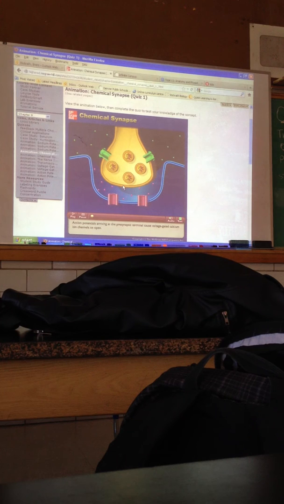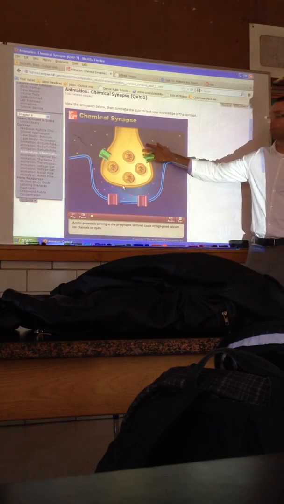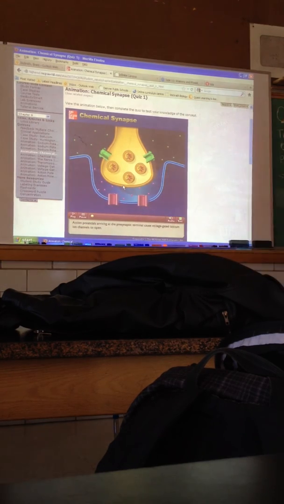Alright, so the yellow in this diagram represents the presynaptic neuron, the axon. So that's the end of the axon of one nerve cell. The big blue that dips in here represents the dendrite of the next cell. So how does a signal pass from one nerve cell to the next nerve cell? That's what this is about.